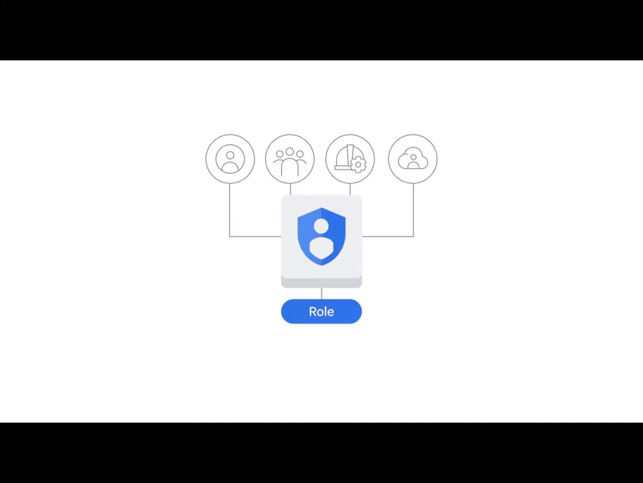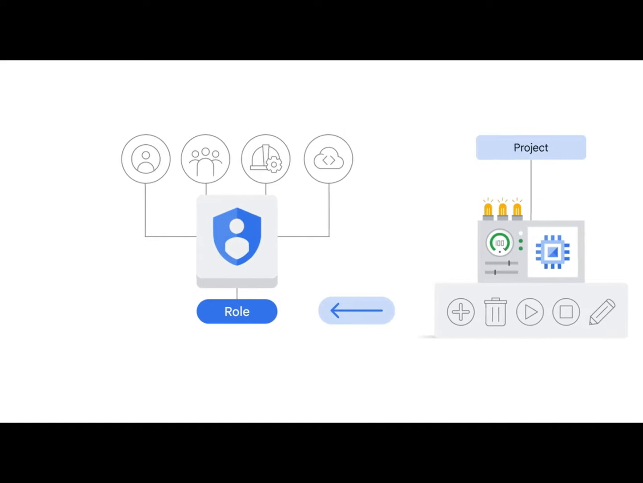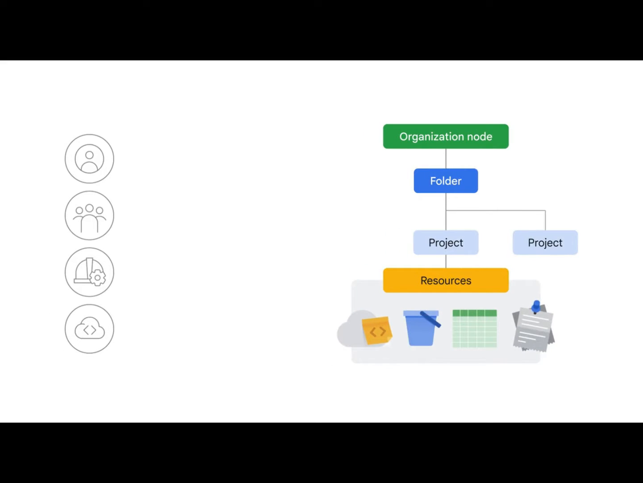An IAM role is a collection of permissions. For example, to manage virtual machine instances in a project, you must be able to create, delete, start, stop, and change virtual machines. So these permissions are grouped into a role to make them easier to understand and easier to manage. When a user, group, or service account is given a role on a specific element of the resource hierarchy, the resulting policy applies to both the chosen element and all the elements below it in the hierarchy.